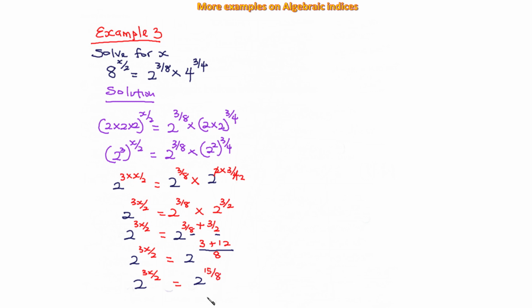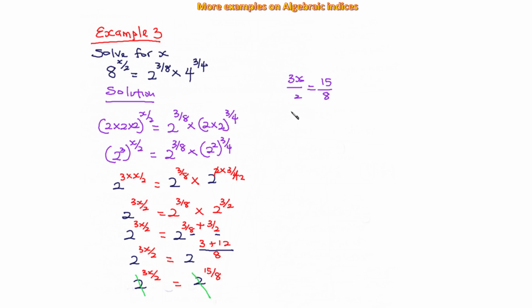Once you can understand how this thing goes systematically, you'll be able to solve anything on indices. Now, the bases are the same as per what I always tell you. Once the bases are the same, the left hand side and the right hand side, you have an opportunity to cancel them out. Now, this will cancel this. Then you have 3x over 2 is equal to 15 over 8.